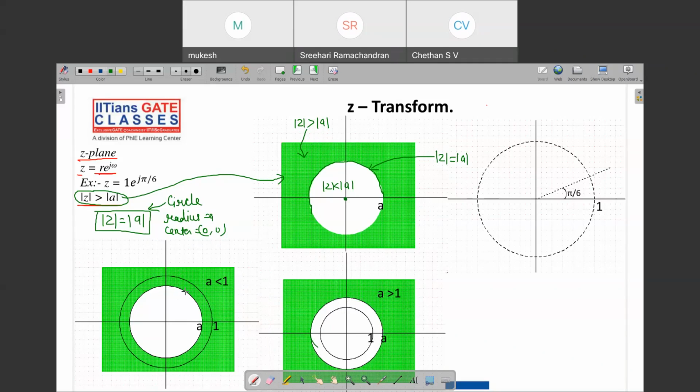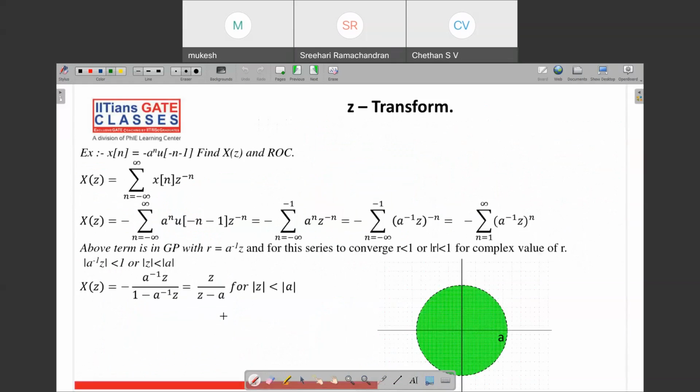If you have a circle with radius 1 and a is less than 1, then your circle with radius a will be inside this z equal to 1 circle. We will see the significance of these two things later, when we study systems in the z domain. Go to the next slide.